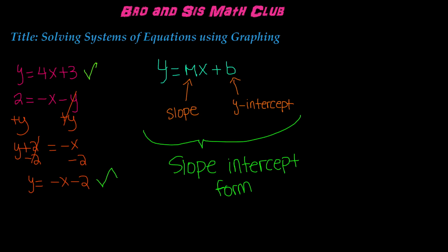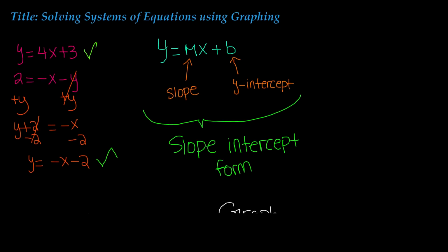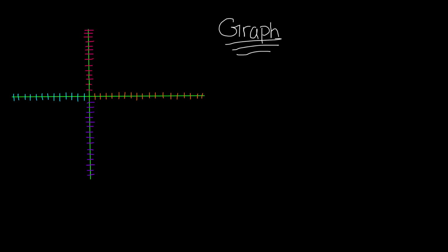Alright, now that we have both of the equations in slope-intercept form, let's go ahead and graph. So we had y is equal to 4x plus 3, and y is equal to negative x minus 2. First thing we need to do before we graph is identify the m and the b values. We know that m is the slope, which is 4 over 1, because remember, it's rise over run. If it's not in fraction form, that means it's always going to be over 1 because it's a whole number. And then b is the y-intercept, which is 3.